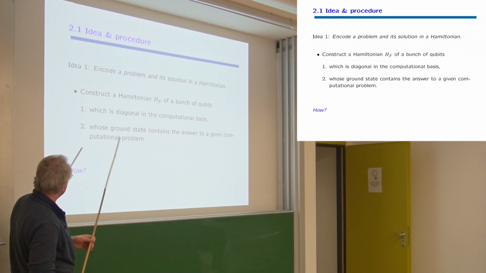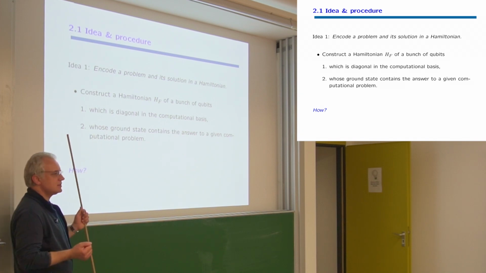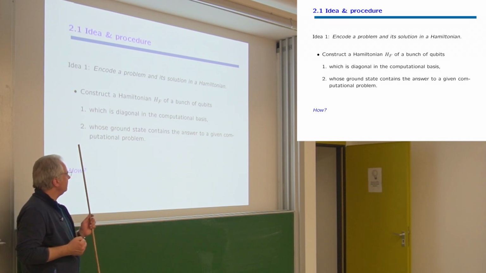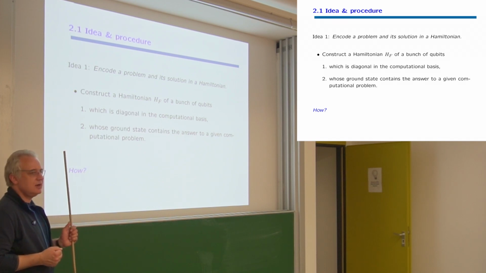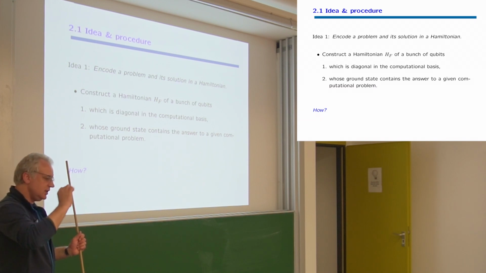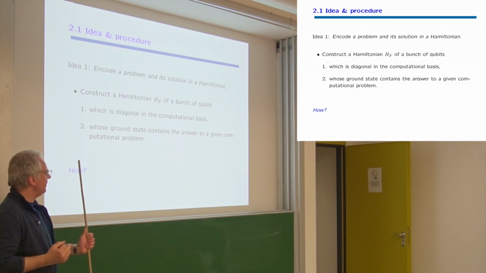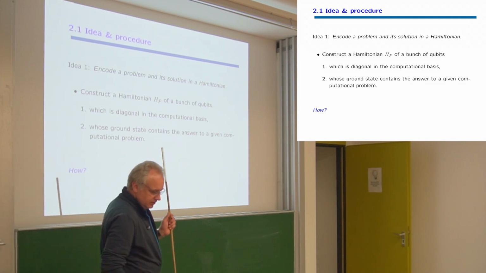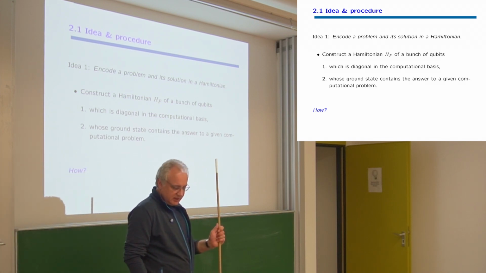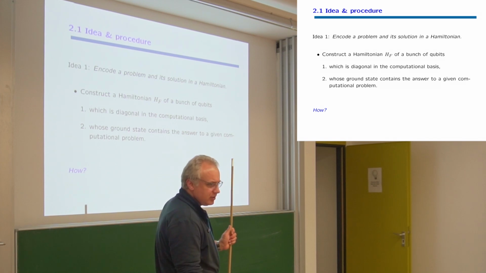And the other requirement is that the ground state should contain the answer to a question that I encode in the Hamiltonian. So I encode the question into the Hamiltonian, and from the ground state I get the answer. So that's the idea. And now the question arises, what kind of questions and how is this implemented at all?